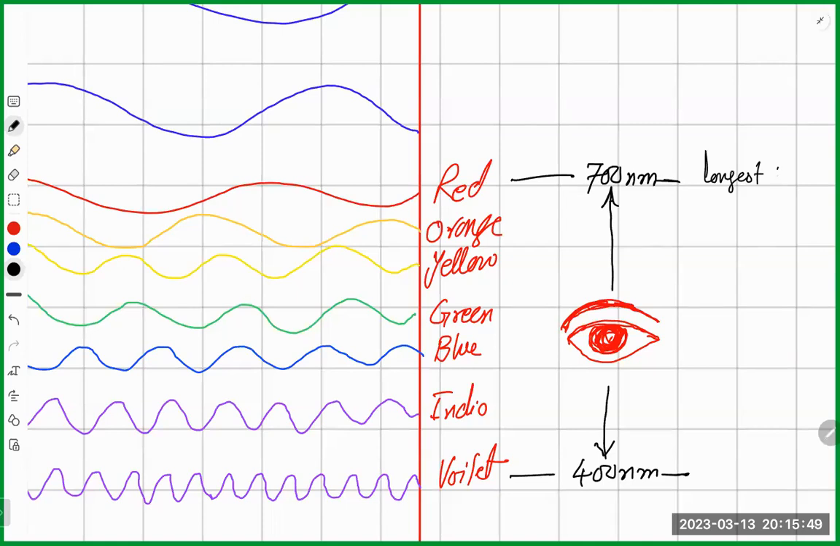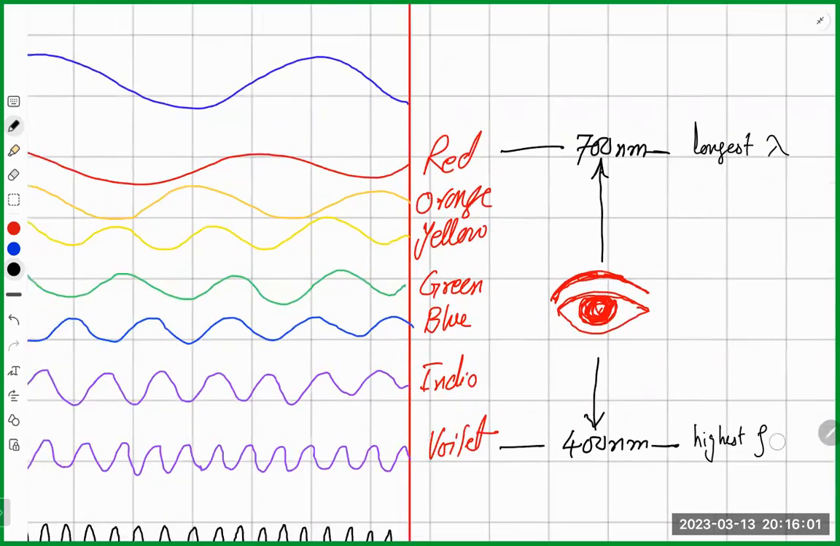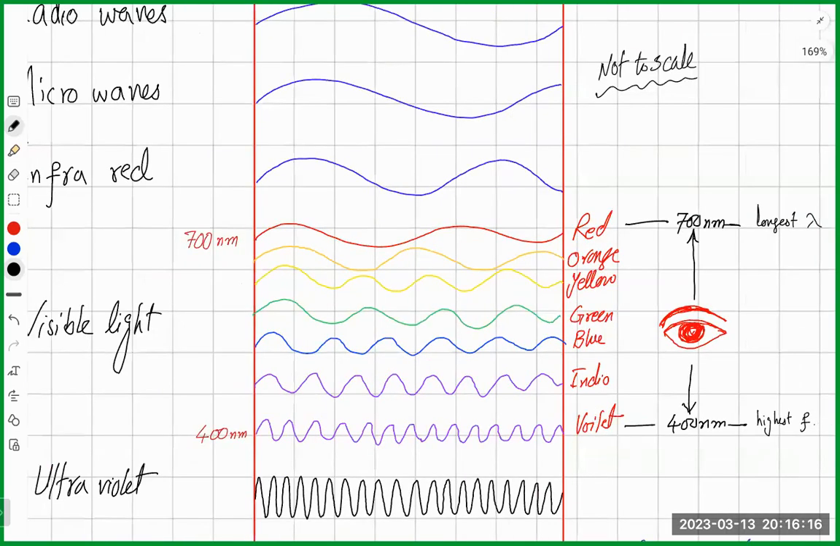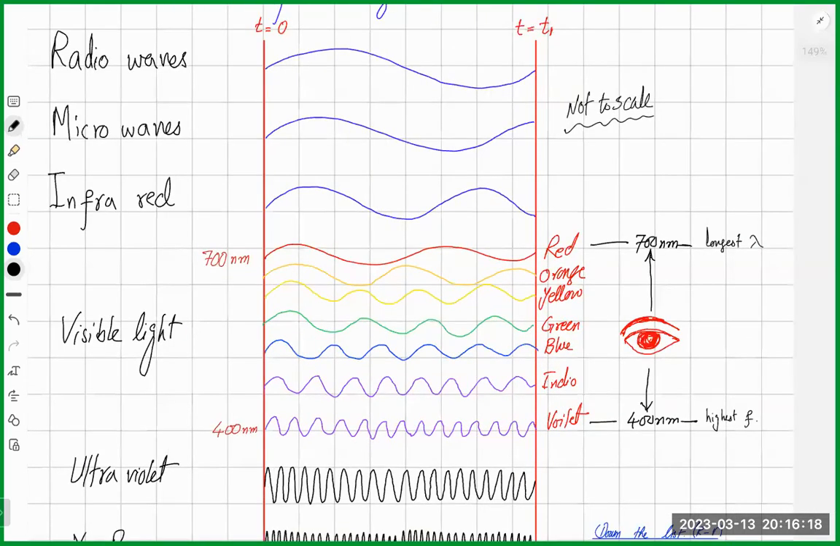Longest wavelength, highest frequency. So down the order from red, orange, yellow, green, blue, frequency increases and wavelength decreases. Red is the longest wavelength the human eye can see, and violet is the shortest wavelength the human eye can see.